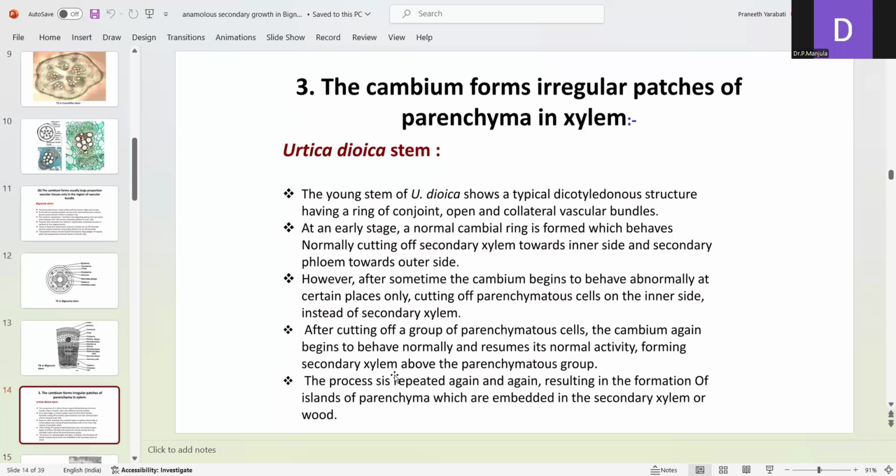After cutting off parenchymatous cells, this cambium again begins to behave normally and resumes its normal activity, forming the secondary xylem above the parenchymatous group. This process is repeated again and again, which results in the formation of islands of parenchyma which are embedded in the secondary xylem or wood.